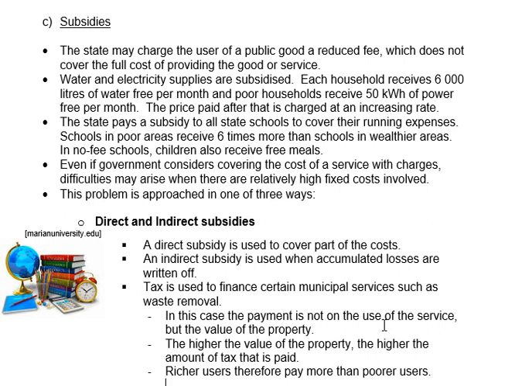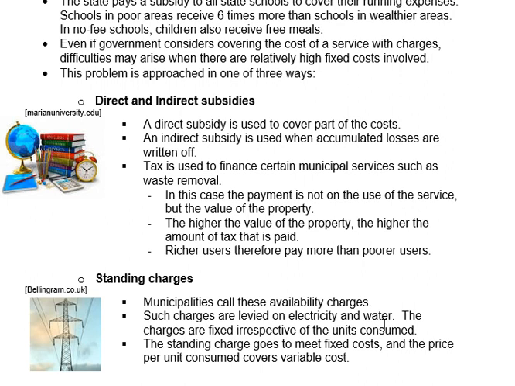Now, even if the government does consider covering the cost of providing public goods with charges, sometimes it is difficult when there's a high fixed cost involved. So they can either decide to do a direct or an indirect subsidy, or they can decide to do standing charges. Now, a direct subsidy is used to cover a part of the cost, like for example with education. The government gives us a certain amount per child. Whatever extra we need to provide education, the parents have to pay the rest in school fees.